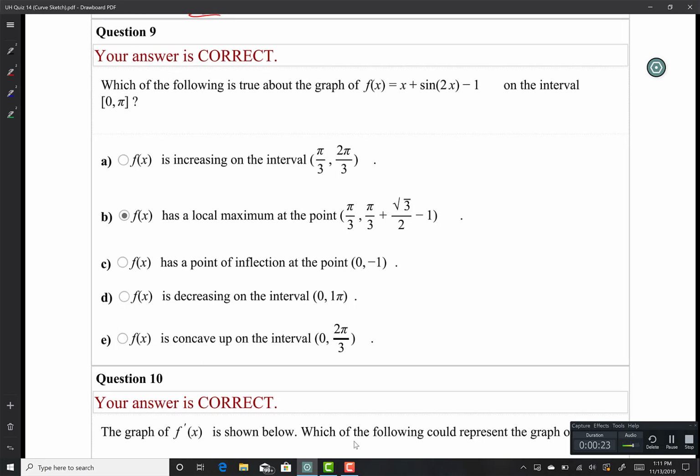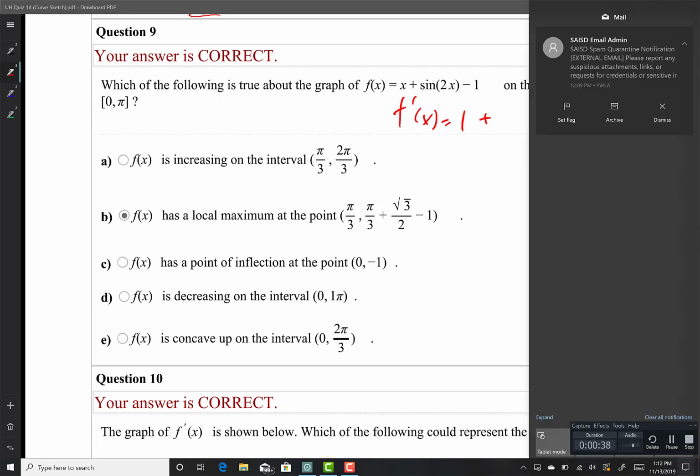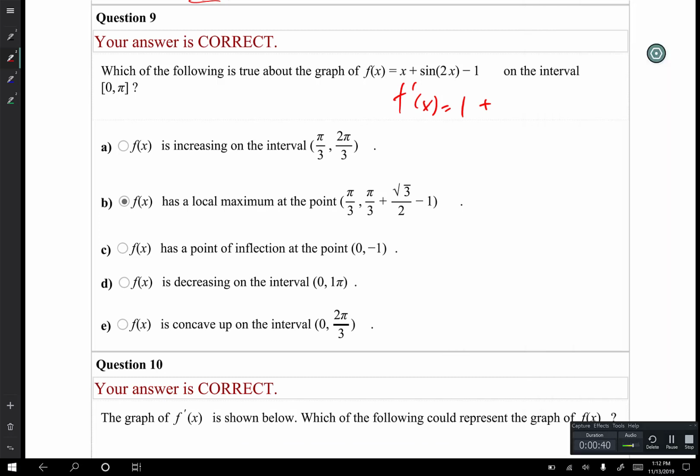It says, "Which of the following is true about the graph of this function?" So let's take a derivative. F prime of x is equal to 1 plus 2 cosine of 2x. Let me put this in tablet mode, guys, real quick. So I'm going to set this equal to 0, and I'm going to get some critical numbers out of it.